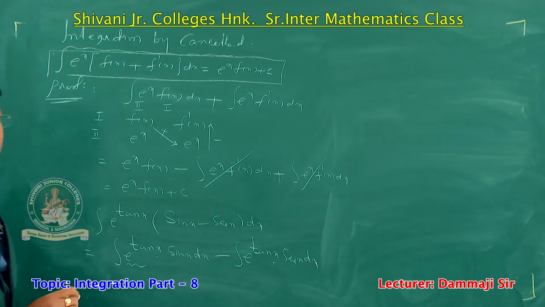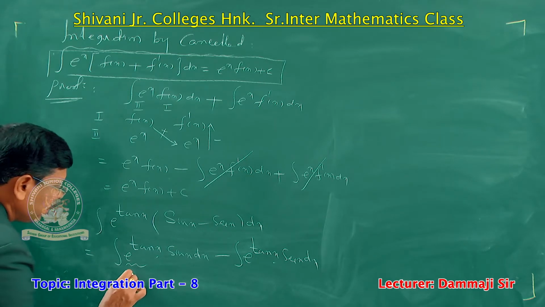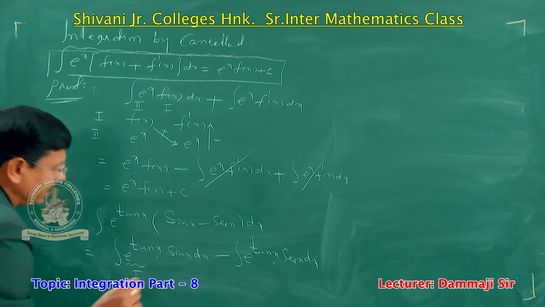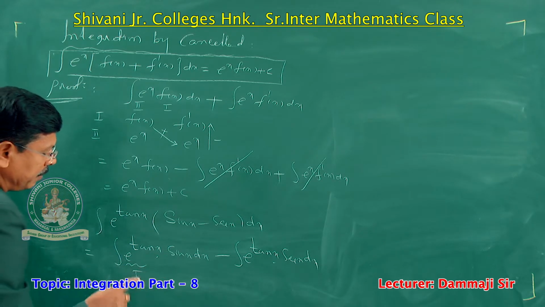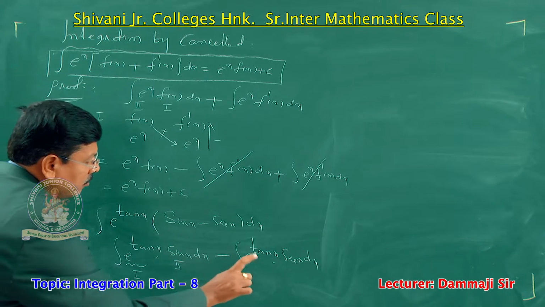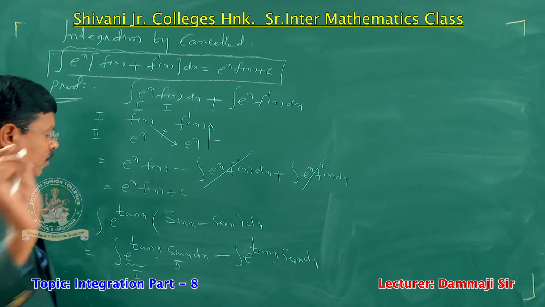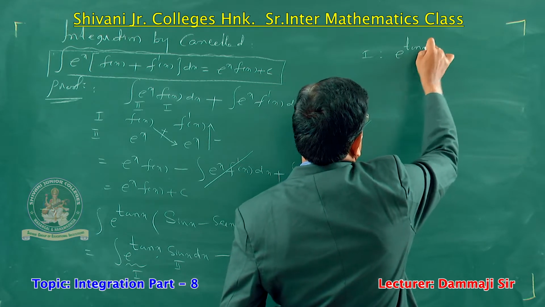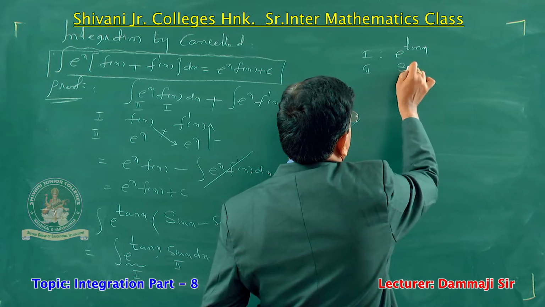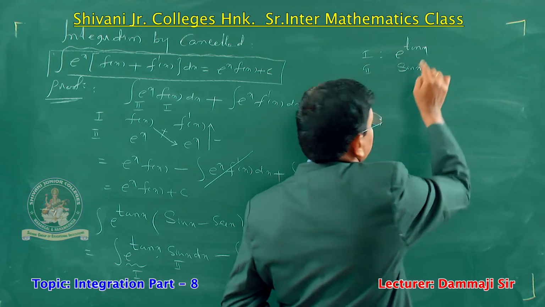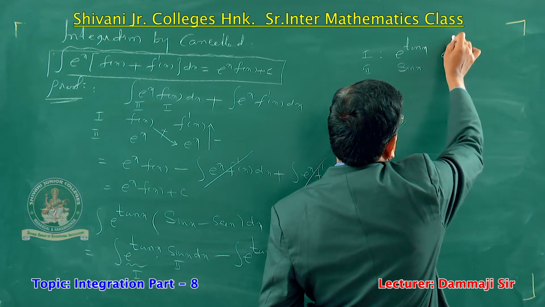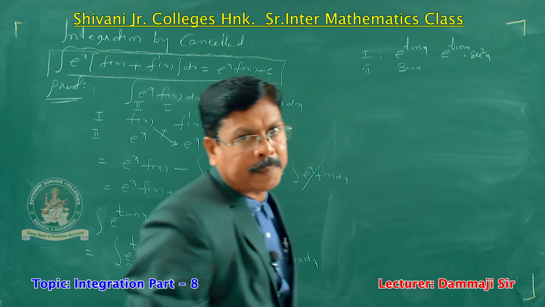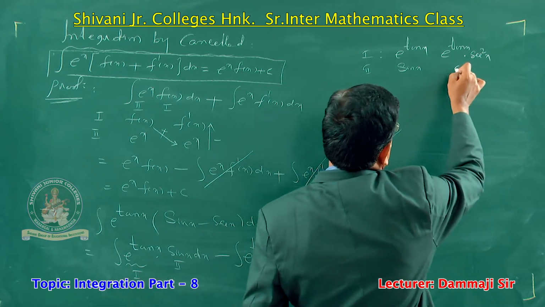As I have told, both parts are in the second category, exponential and trigonometry. Now we'll consider the first one as e power tan x and the second one as sin x. The second term, just keep it here only. The first term is e power tan x, the second one is sin x. The derivative of e power tan x is e power tan x into secant square x. The integral of sin x is minus cos x.